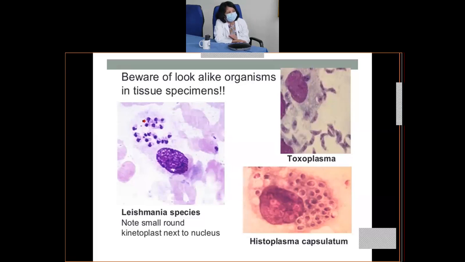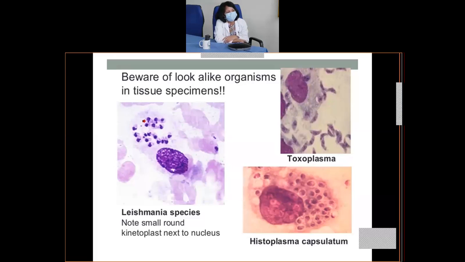But you can see that there's a projection. Look at the red arrow on the left hand side picture. There's a projection, which is known as a kinetoplast. So we try to look for the kinetoplast in that case, because these are the cells which infect the same types of cells as histoplasmosis.